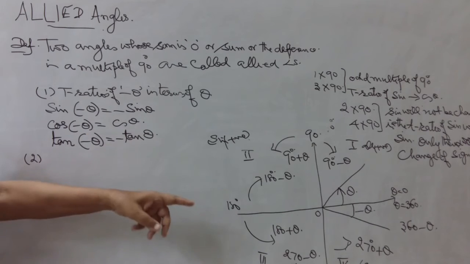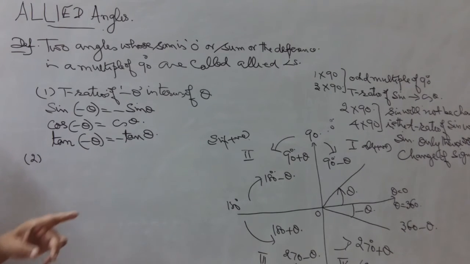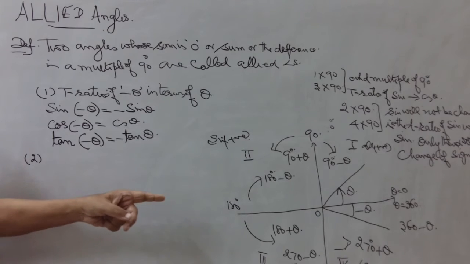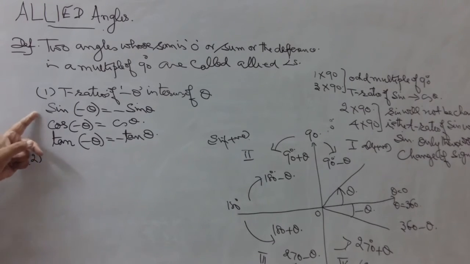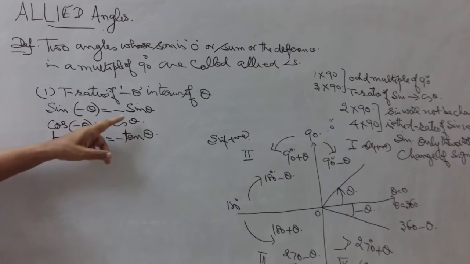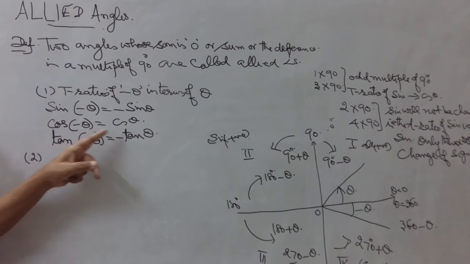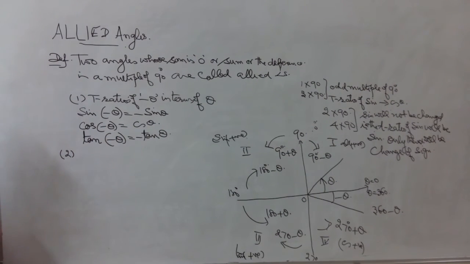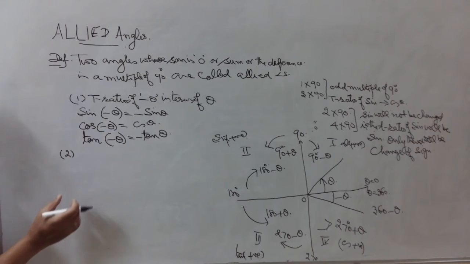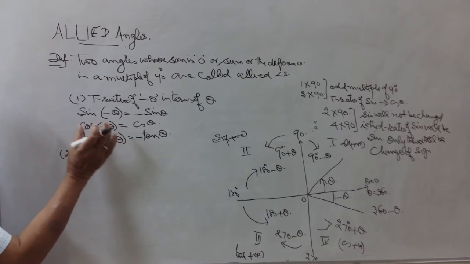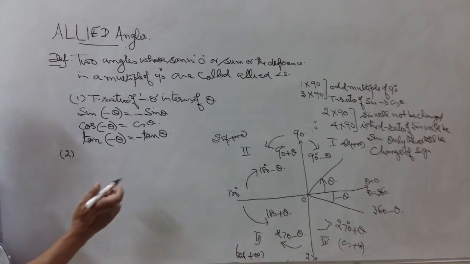Minus theta, as we have seen in the figure, is in the fourth quadrant. And in the fourth quadrant, the t ratio of cos is positive. That means sine minus theta is minus sine theta. Cos minus theta is cos theta. Whereas tan minus theta is minus tan theta. Cos minus theta is positive because it is in the fourth quadrant.